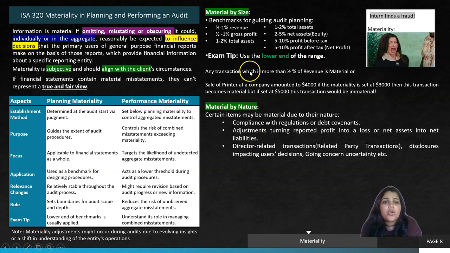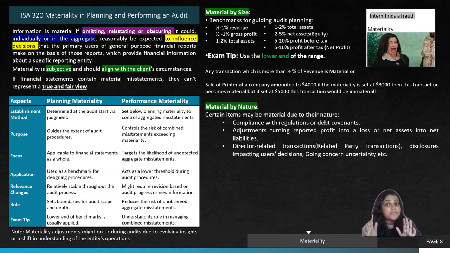Okay, so another example of material by size is not percentages, but if the materiality is set at 3000, then anything above 3000 is material. So a sale of a printer at a company amounting to 4000 is material if the materiality is set to be 3000. If the materiality was set to be 5000, then this 4000 is below it, right? So we can ignore it. So that is the main definition of materiality, correct? Something below it is not material.